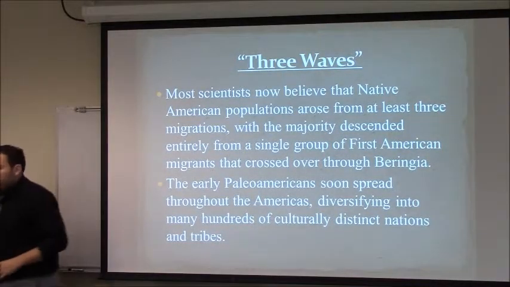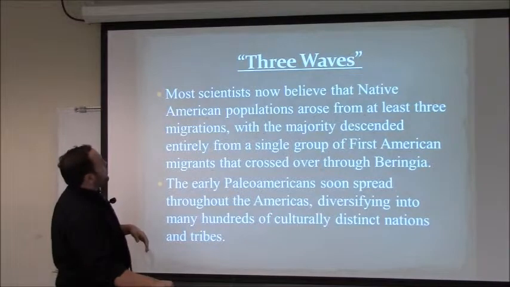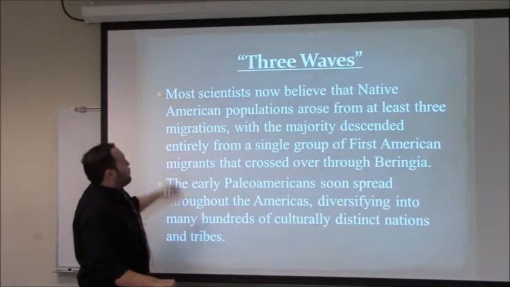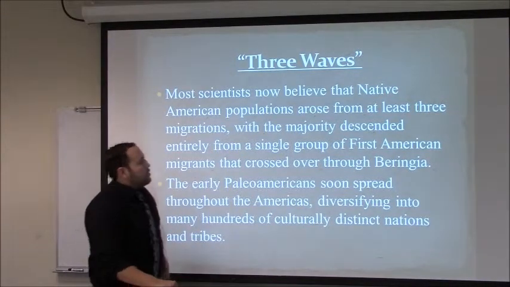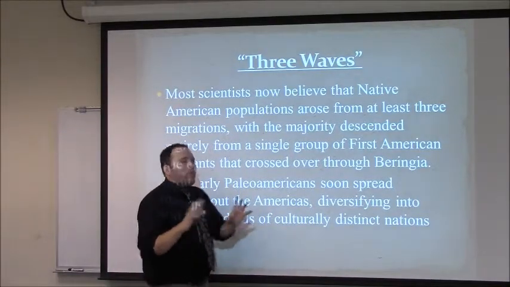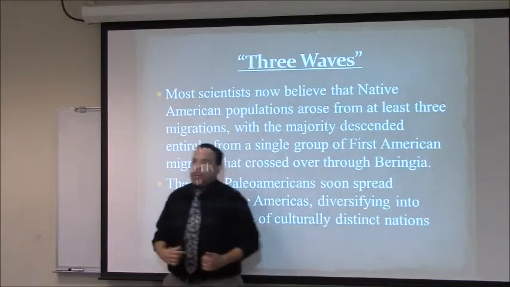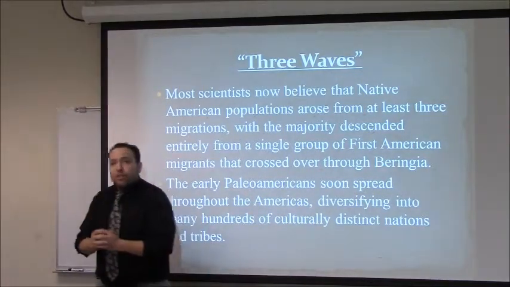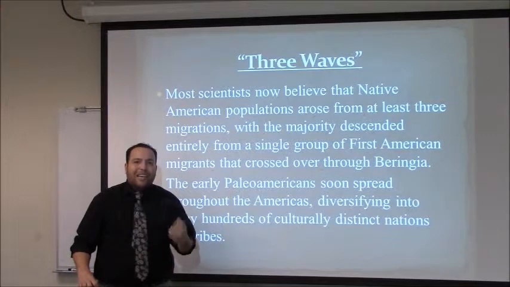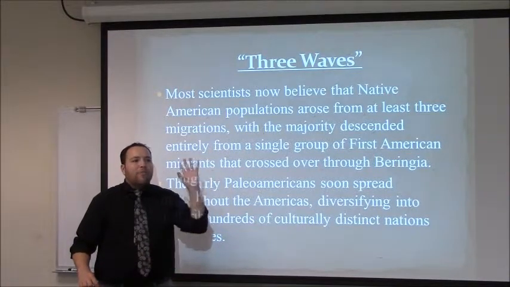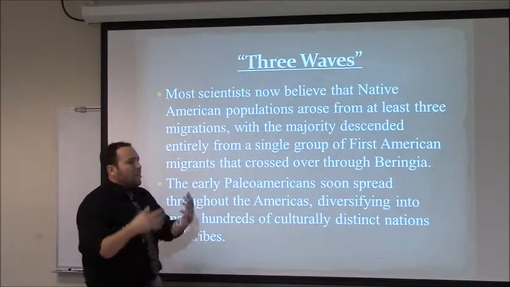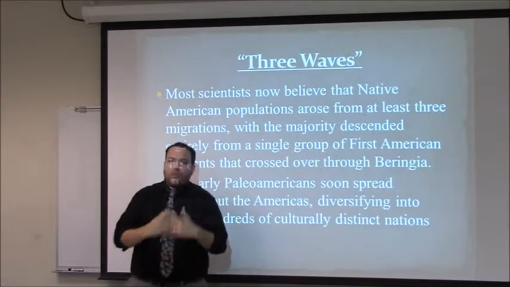This is a slide talking about the three waves I was talking about. Native American populations arose from at least three different migrations, with the majority descended entirely from a single group of first Americans. Now, over time, they don't remain distinct. They start to intermingle, they start to interbreed. Individual cultures develop, but as we'll see later on, Native American culture is highly interconnected. Okay, so the Plains Indians and the Eastern Indians of the Appalachian region are going to be highly connected through trade, as we'll see.